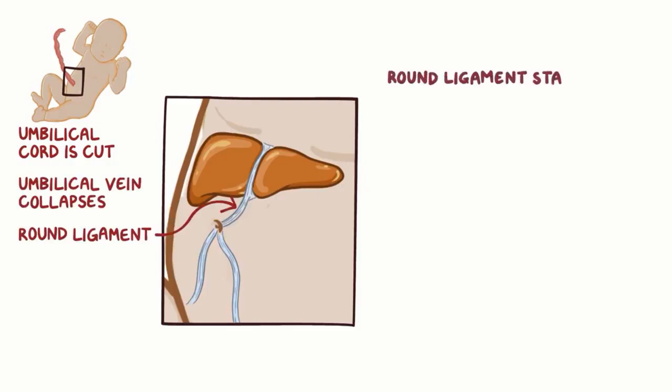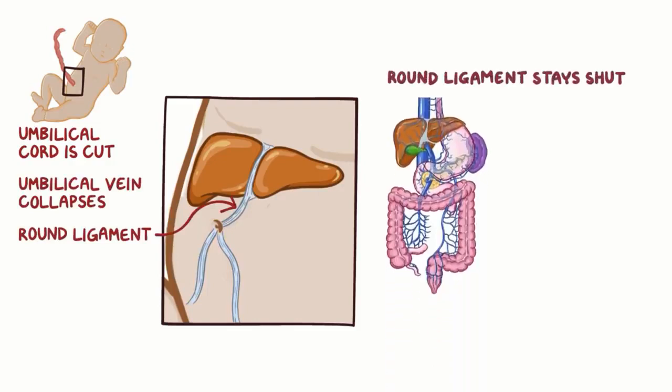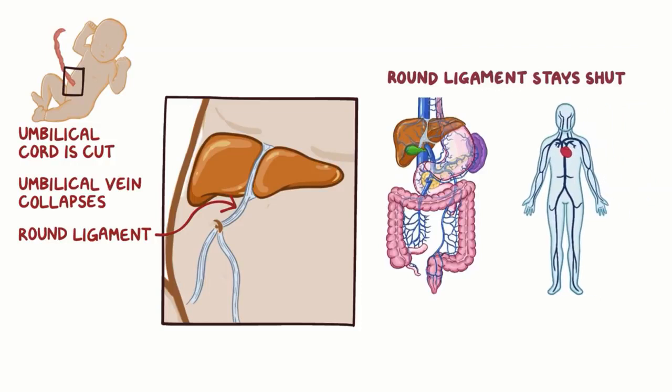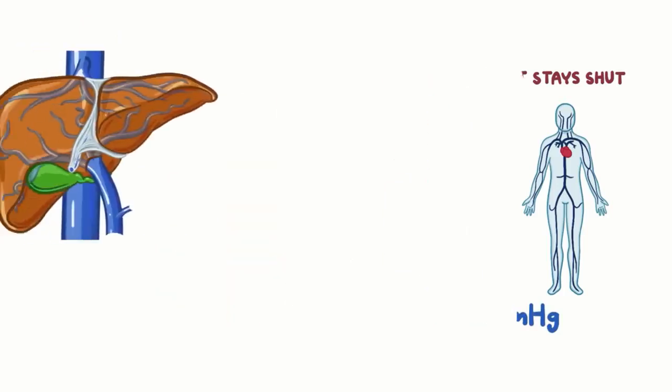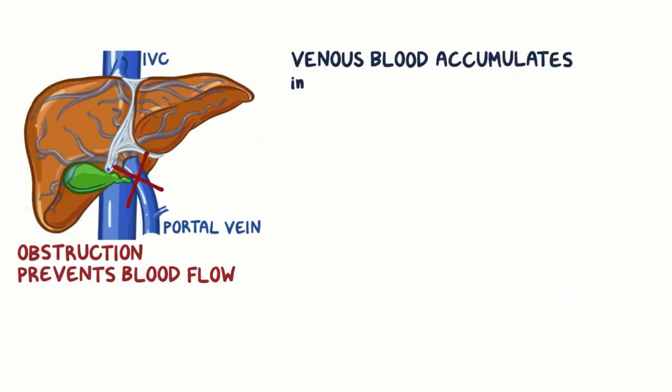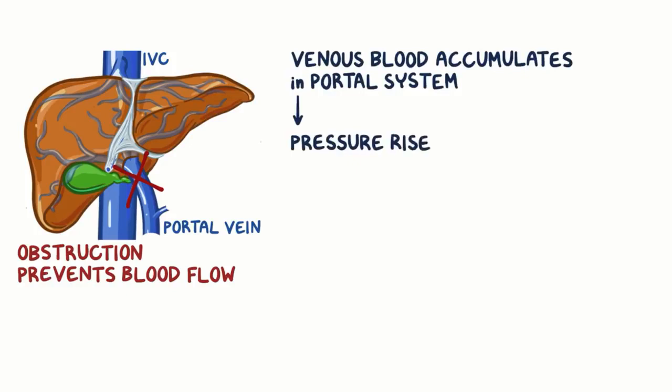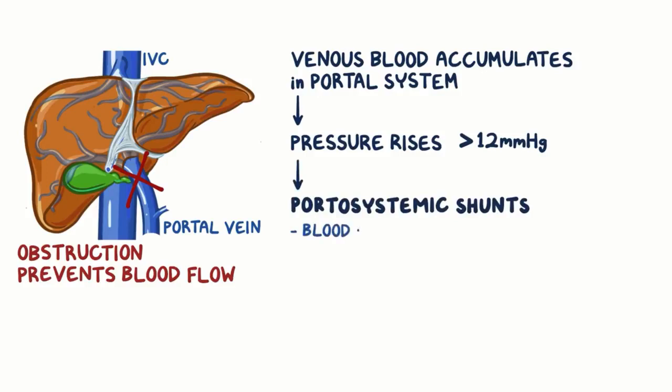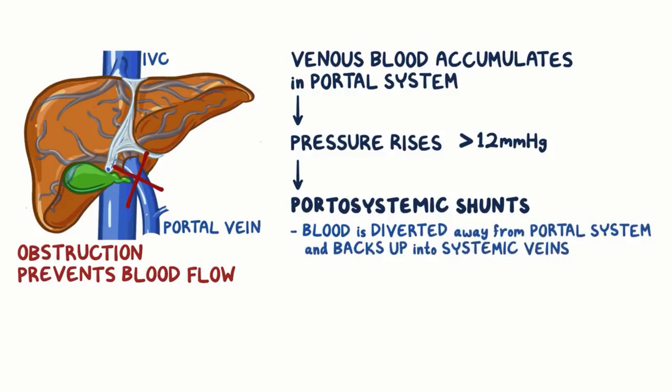The round ligament stays shut because pressures in the portal venous system and the systemic venous system are the same, under 12 millimeters of mercury. But in some situations, an obstruction may prevent blood flow from the portal vein towards the inferior vena cava. When this happens, venous blood accumulates in the hepatic portal system, causing pressure to rise above 12 millimeters of mercury, which defines portal hypertension. Portal hypertension leads to the formation of portosystemic shunts, which is when blood is diverted away from the portal venous system and backs up into the systemic veins.